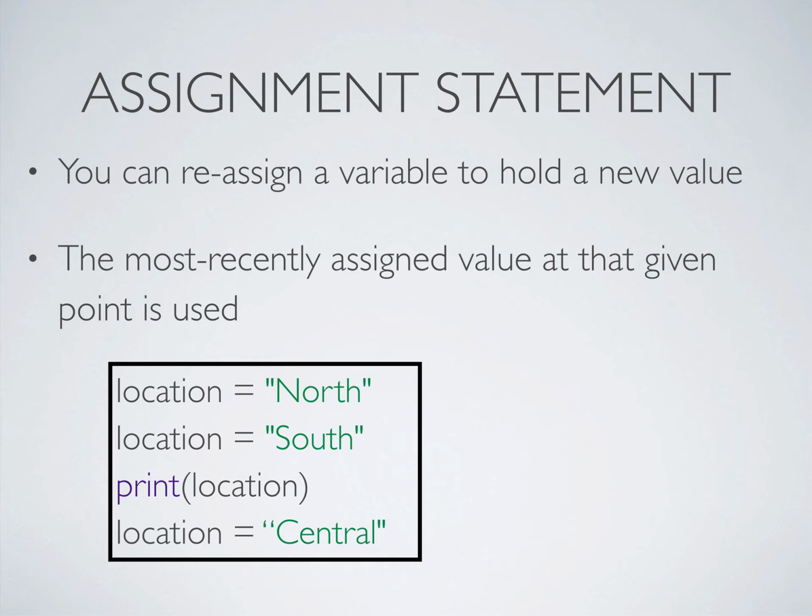That third line prints location. So it prints location up to the value that it has currently. Currently, it has the value south. So even though on the next line we say, hey, store the string central into location, because the print comes before that last assignment statement, this will still print south. So you have to sort of pay attention to the ordering, to the flow of your program. Everything reads top down. So if at any point you use a variable, you're going to use the most recently assigned value at that specific point in time.